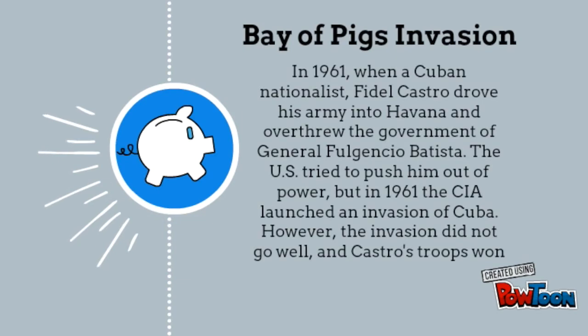In 1961, when the Cuban nationalist named Fidel Castro drove his army into Havana and overthrew the government of General Fulgencio Batista, the U.S. tried to push him out of power, but in 1961 the CIA launched an invasion of Cuba. However, the invasion did not go well for the CIA, and Castro's troops won.